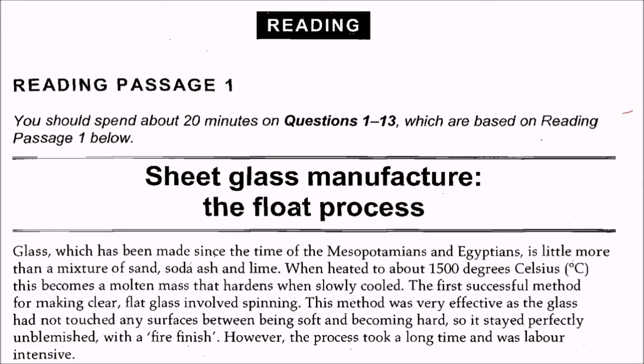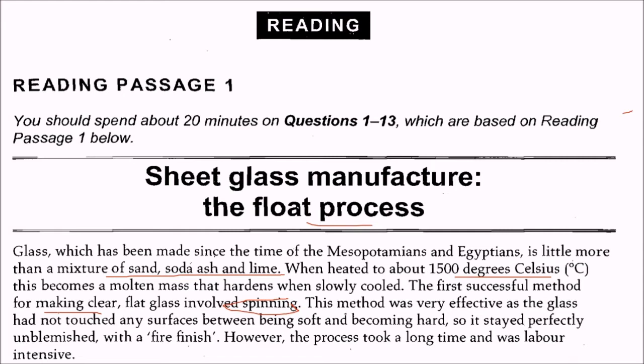Sheet glass manufactured by the float process. Glass, which has been made since the time of the Mesopotamians and Egyptians, is little more than a mixture of sand, soda ash and lime. When heated to about 1500 degrees centigrade or Celsius, this becomes a molten mass that hardens when slowly cooled. The first successful method for making clear flat glass involved spinning.